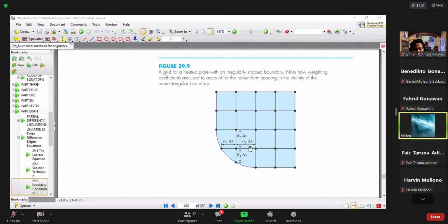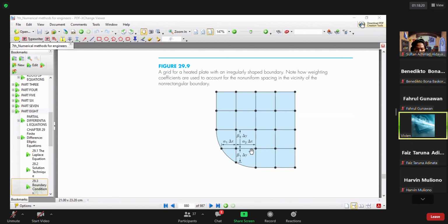When we want to construct the equations to linearize the PDE at this point, we have to consider that the distance is changing. The distance is not uniform again, so here we have non-uniform spacing. The distance should be accounted for in the calculation.